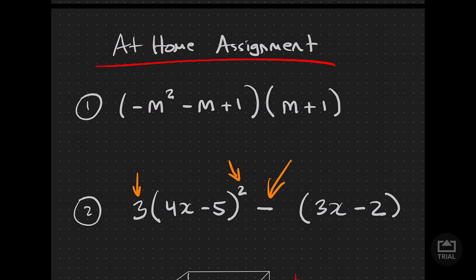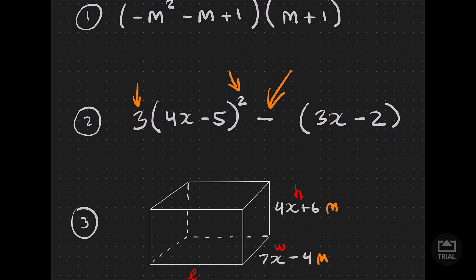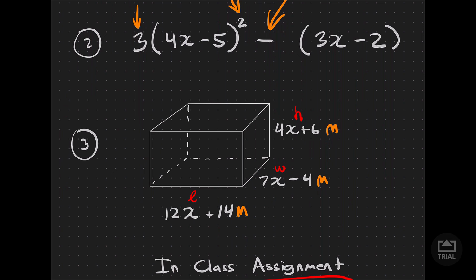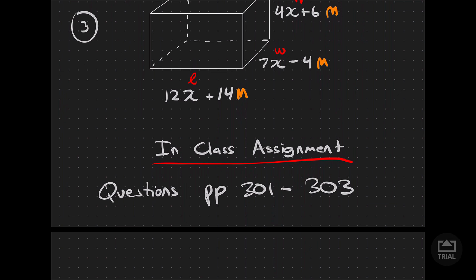Okay, well, here is your at-home assignment that you are to complete and bring into me as your homework. Question number 1 is pretty straightforward. Just be careful with the positive and negative integers. Question 2, I've just put some arrows to some important parts to make sure you don't miss them. Question 3, we're going to calculate the volume of that cube. And don't forget the units again, which I've put in orange there for you. And when you arrive to class, we will work on questions on pages 301 through 303.